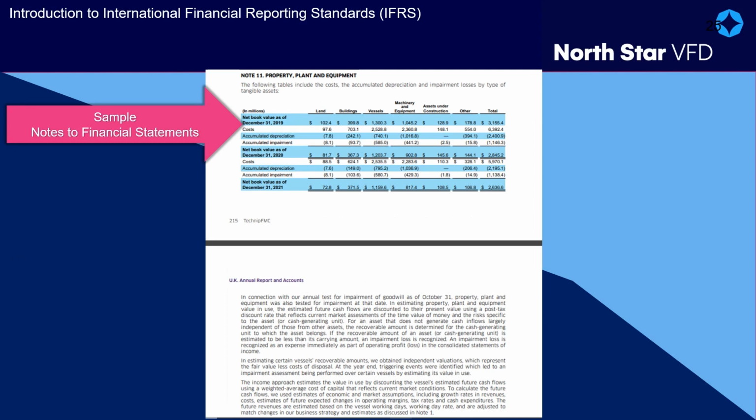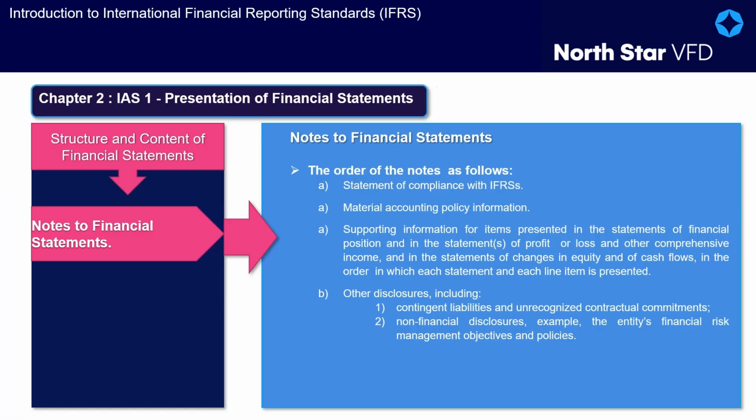1. Statement of Compliance with IFRS. 2. Material Accounting Policy Information. 3. Supporting information for items presented in the Statements of Financial Position, and in the Statements of Profit or Loss and Other Comprehensive Income, and in the Statements of Changes in Equity and of Cash Flows, in the order in which each statement and each line item is presented. And 4. Other disclosures, including contingent liabilities according to IAS 37, and unrecognized contractual commitments, and non-financial disclosures, for example, the entity's financial risk management objectives and policies.